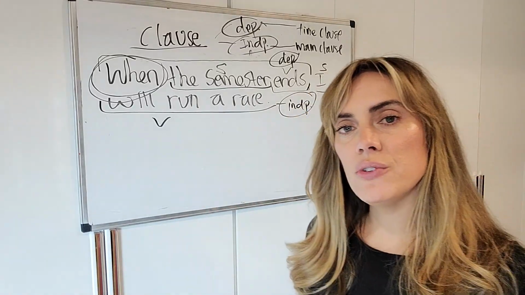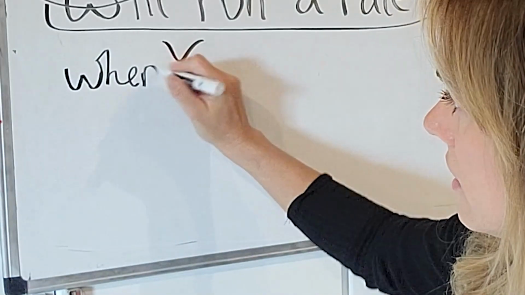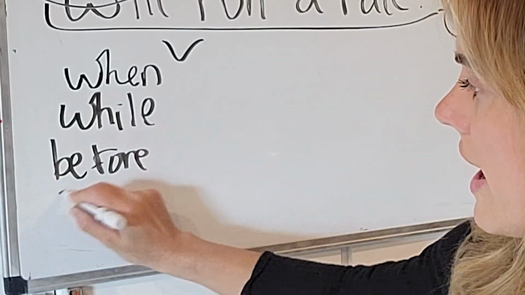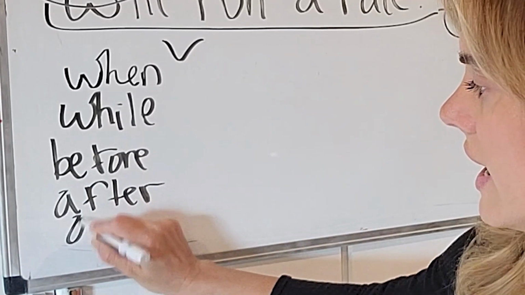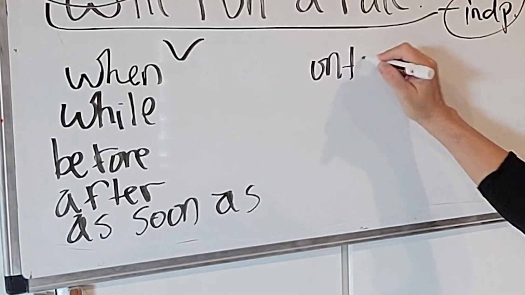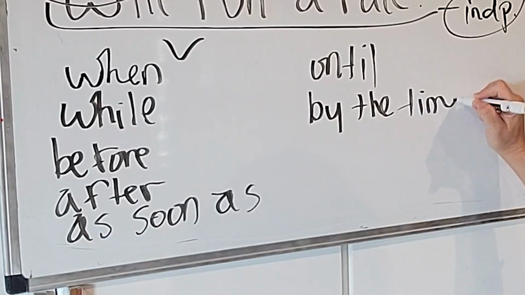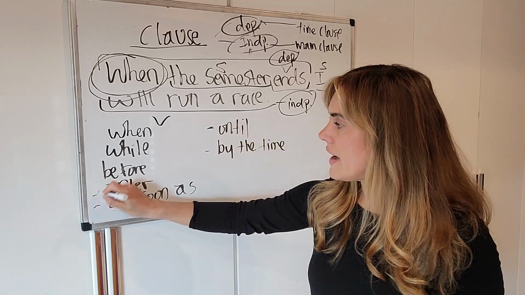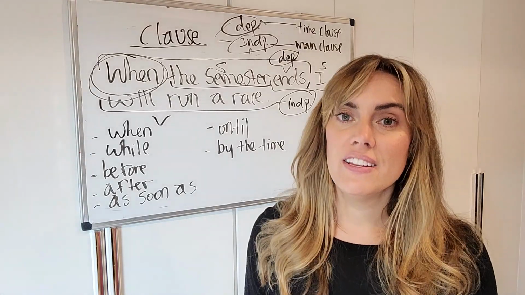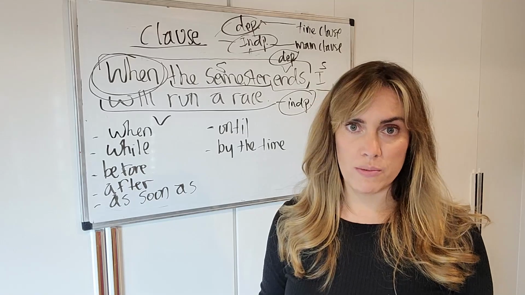So let me give you some time words that we use often. We use when, while, before, after, as soon as, until, and by the time. These are, I would say, the most common time words that we use to start time clauses. Okay, so that's the first thing I want to point out.